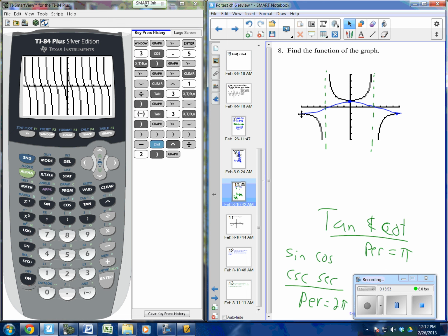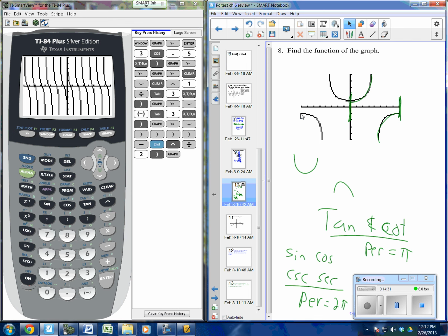Okay, let's count this one. Let me erase all this. Remember, a cycle would consist of one thing going up and one going down, right? So between 0 and 2 pi, you have a fourth of one there and a fourth of one there. That's a total of a half of a cycle. So k is 1/2. Does that make sense? Okay. We got it?